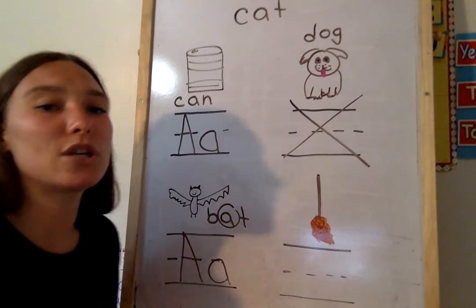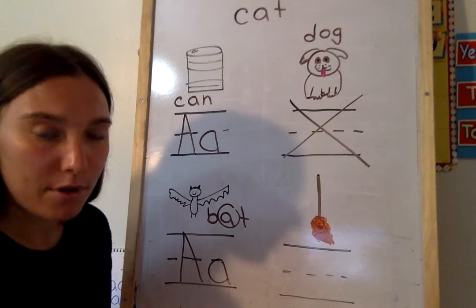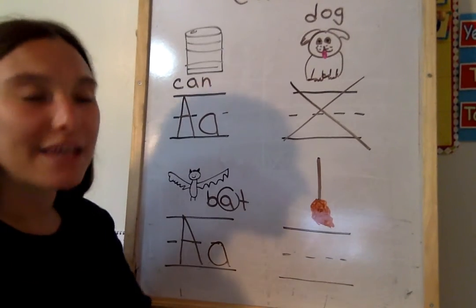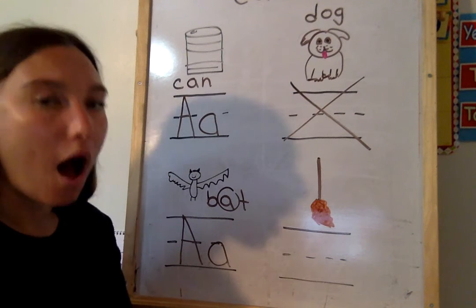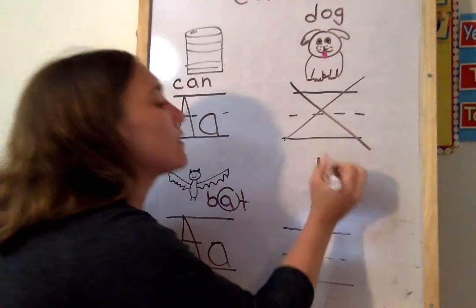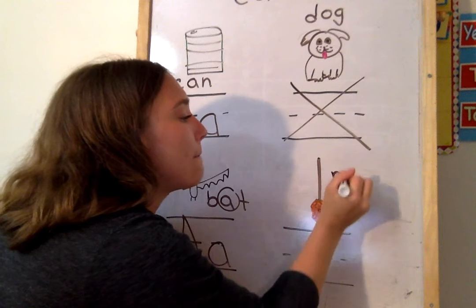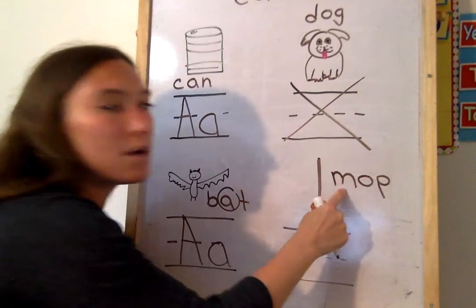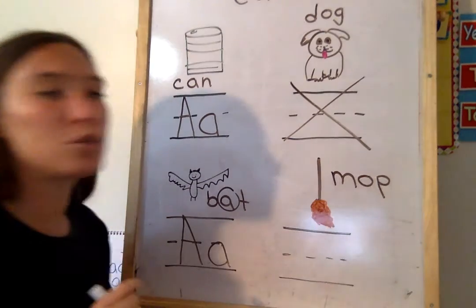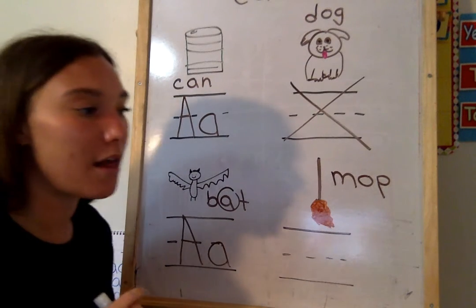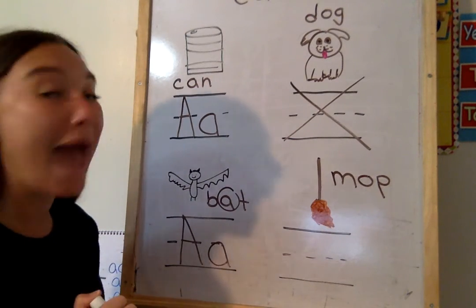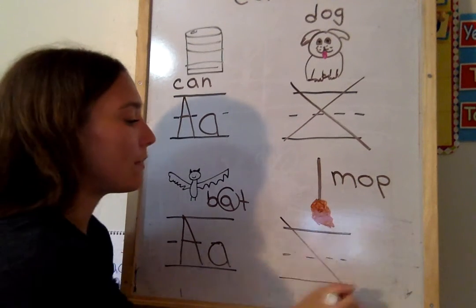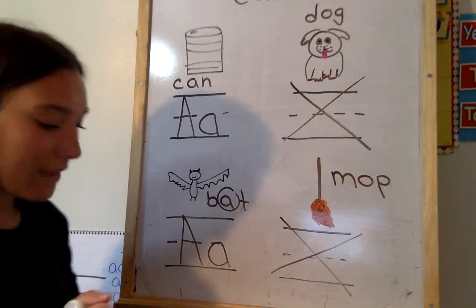Our last picture is a mop. M-op. Do we hear an A in the middle of mop? So mop is M-O-P. So we do not have an A in the middle of mop. Otherwise it'd be map. So I'm going to put an X over that.